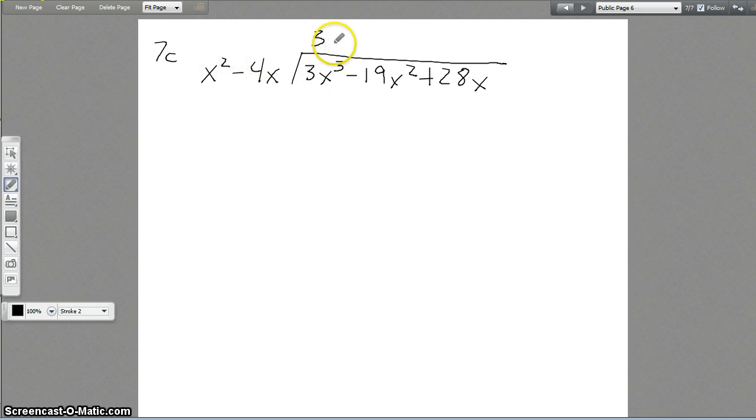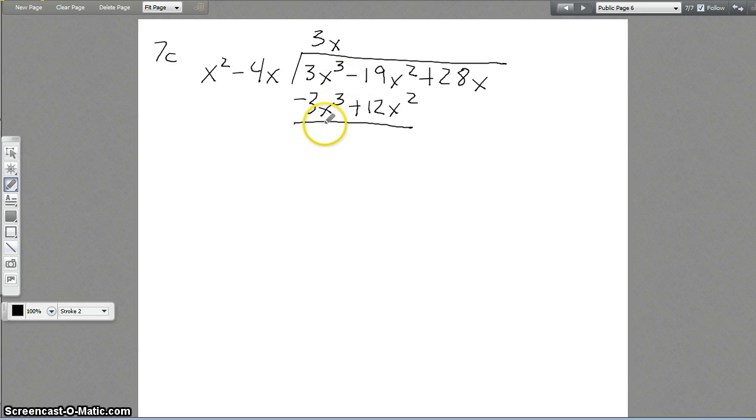And then x squared we have to multiply by an x to get the x cubed. 3x times x squared is 3x cubed. 3x times negative 4x is going to be negative 12x squared, because 3 times negative 4 is negative 12, and x times x is x squared. We draw our line, we flip our signs, and now we add.